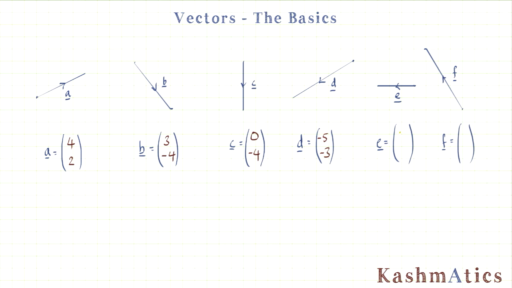E, we go 3 to the left, so that's -3, but we don't go up or down, so that's 0. And F, we go 3 to the left, so that's -3, and then we go 5 squares up, so that's a positive 5. Okay, so hopefully you didn't struggle with those. And what we'll do next is we'll go on to do some arithmetic with the vectors as well.